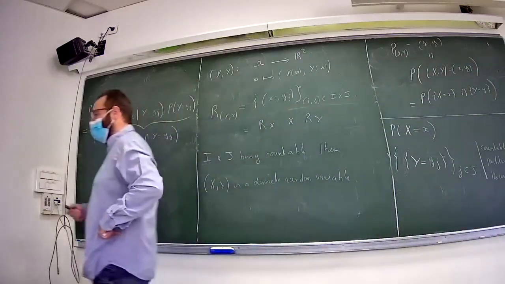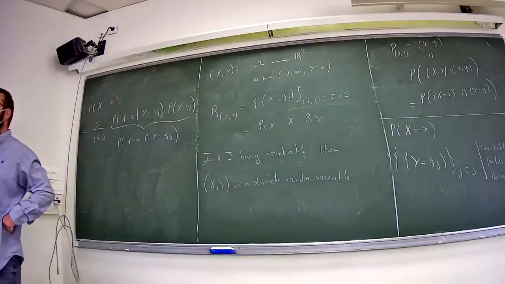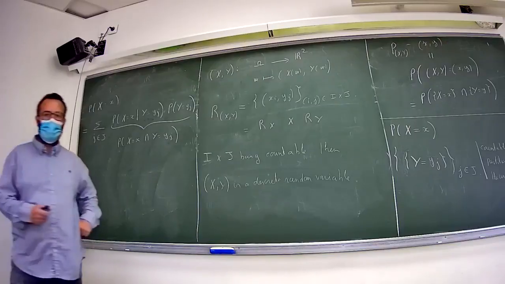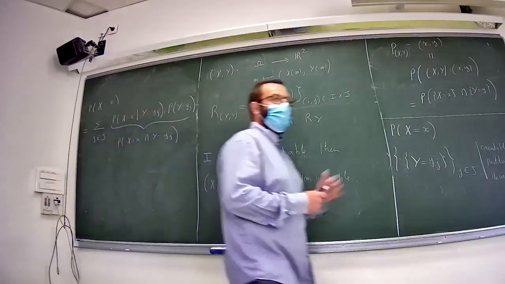So that closes what I have to say for discrete random variables. Okay? So we stop with the course now. We are going to do exercises.